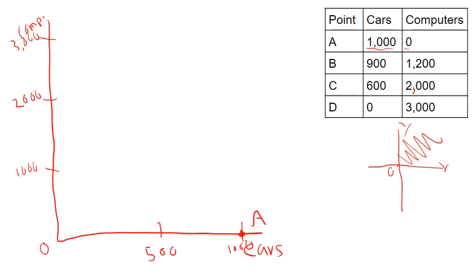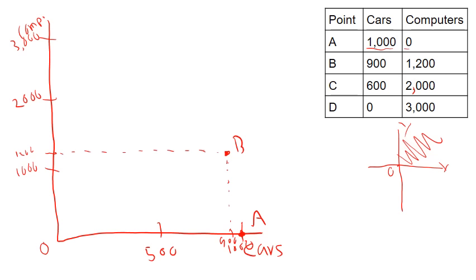Point B is 900 cars, so we've got to move to the right 900. That's going to be about right there. And we've got to go up 1,200 computers. That's going to be about right there. Let's do a little dotted line to keep things kind of straight. So point B is over 900, up 1,200.